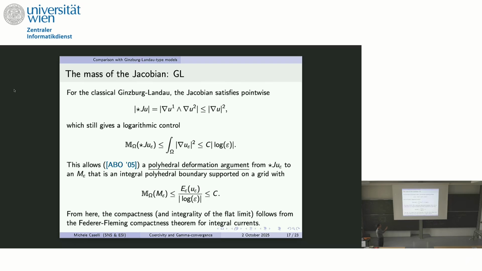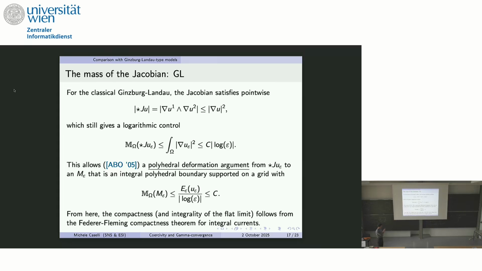And the basic idea is very similar to what we do. This part is, I would say, standard for experts. So you deform the Jacobians to a current that is an integral polyhedral boundary supported on a grid. This is the Federer-Fleming polyhedral deformation, more or less, at a diffuse level. And then they can prove that the mass of these deformations is bounded by the energy over log epsilon, which is less than a constant. From here, the compactness and integrality of the limit follow from Federer-Fleming's theorem.